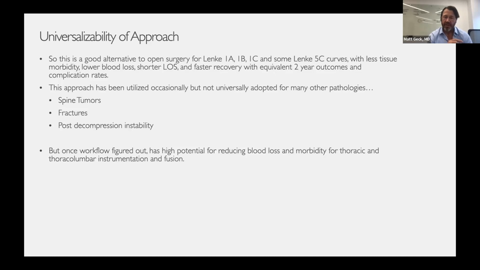But I think once you figure out this workflow, cases may take a touch longer, but you have a high potential for reducing blood loss and morbidity for thoracic and thoracolumbar instrumentation and fusion. So this is something I think probably is universalizable, but is going to take some work to get the approach tuned up.